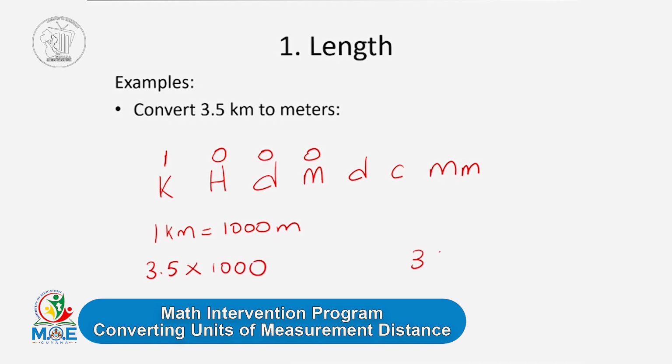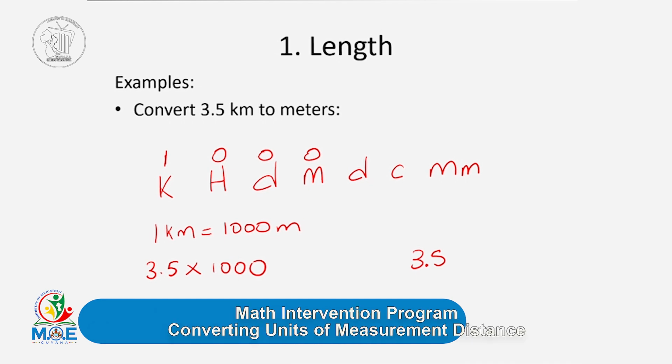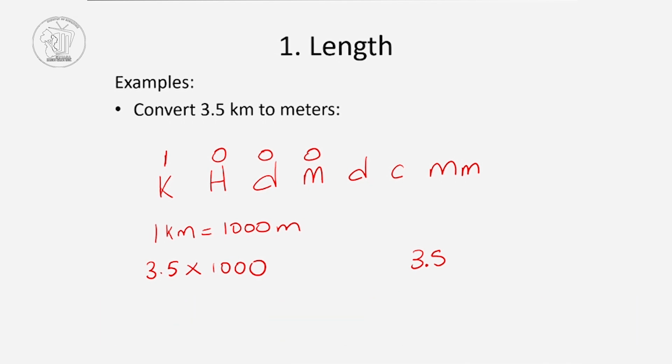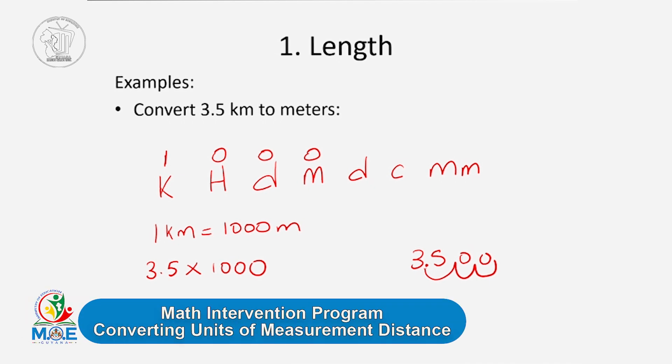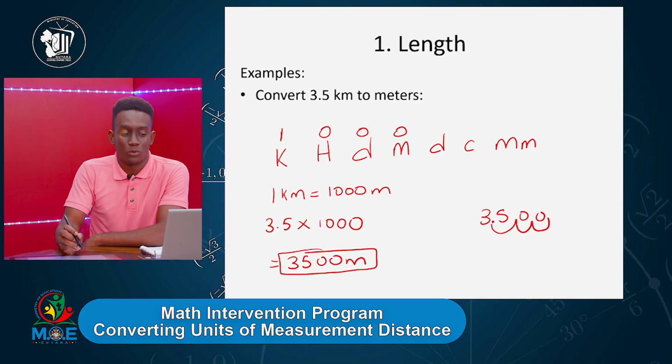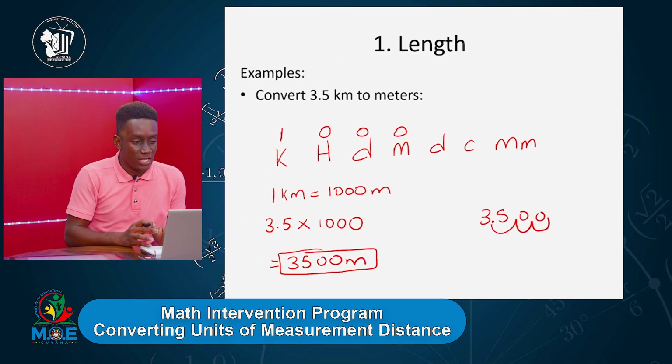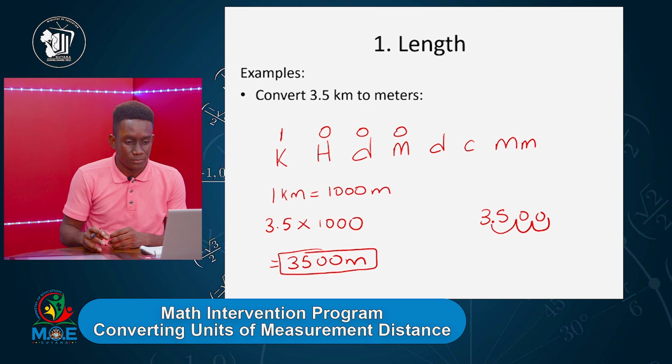So we put the 3.5 here. So we see we're multiplying by 1000. That means we move the decimal point 3 times to the right. So we jump 1, 2, 3. So we put 0 in place here. So 3.5 times 1000 will give us 3500 meters. And that would be the answer when we convert 3.5 km to meters.